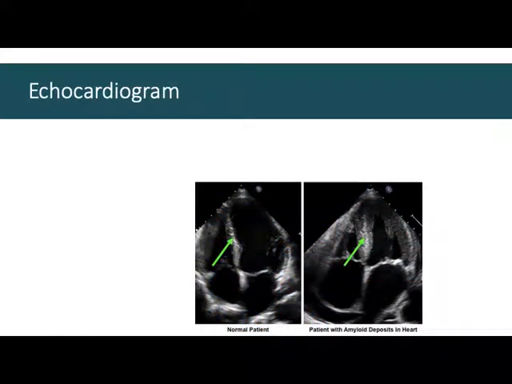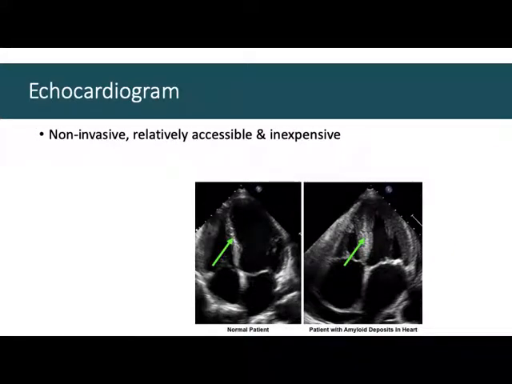What we can do instead is use an echocardiogram that uses sound waves to monitor in real time the changes in the tissues of the heart. Non-invasive, relatively accessible, inexpensive, on the order of a few $1,000s for a machine that will provide you with an echocardiogram. We'll see that in a video that's coming up shortly.